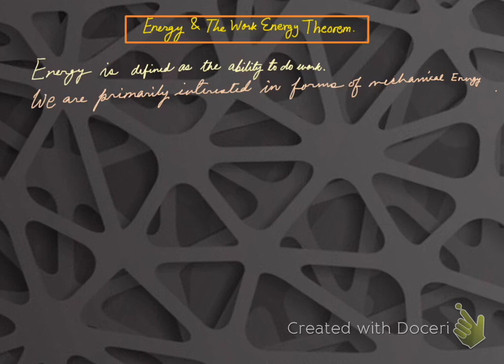We are primarily interested in forms of mechanical energy for the purposes of this video, even though there are many other types of energy. But today, we're going to only discuss forms of mechanical energy. The first form of mechanical energy that I would like to discuss is kinetic energy. Kinetic energy is the energy that an object has because of its motion.